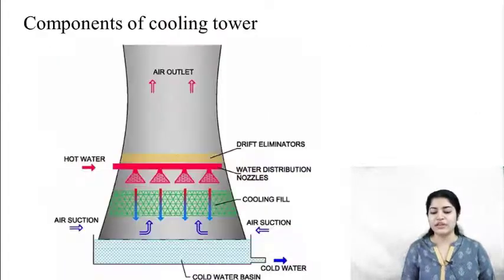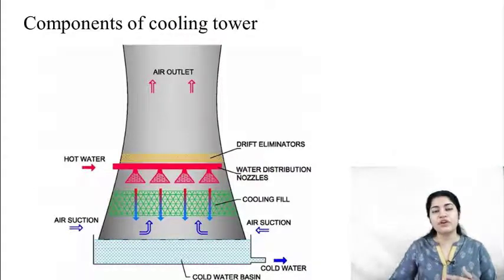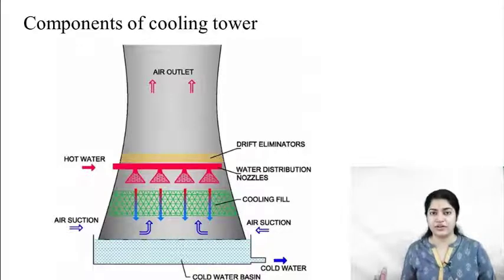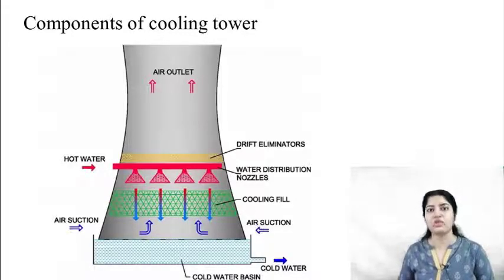Here you can see that hot water and air come into contact with each other, and from the outlet you get your hot air. This way you are cooling your hot water. You can see that from the bottom you are taking out your cold water. So the application of cooling tower is mainly in what? In your nuclear power plants, where you need to have a recirculation of your cold water.